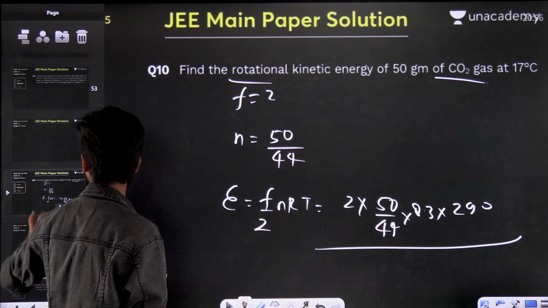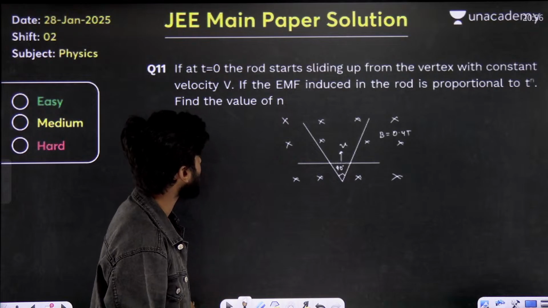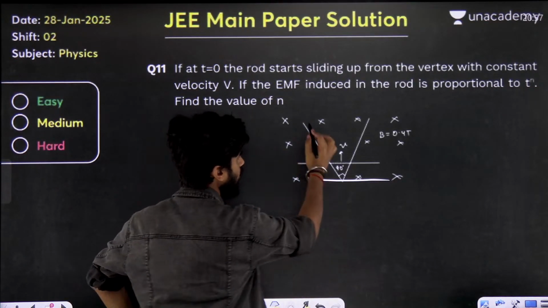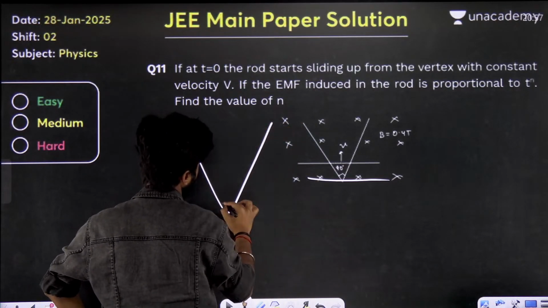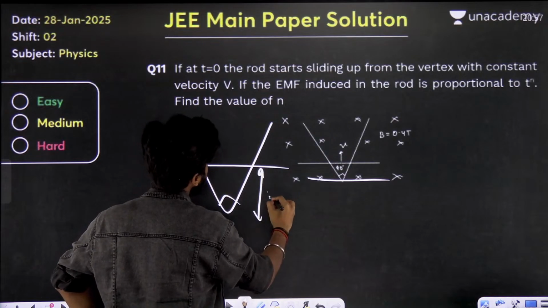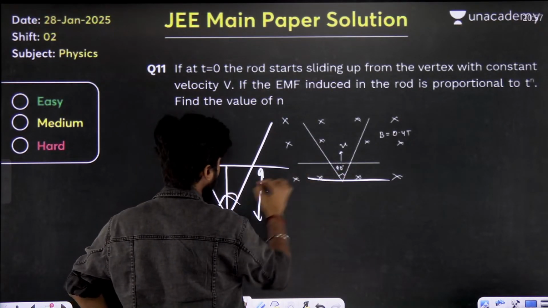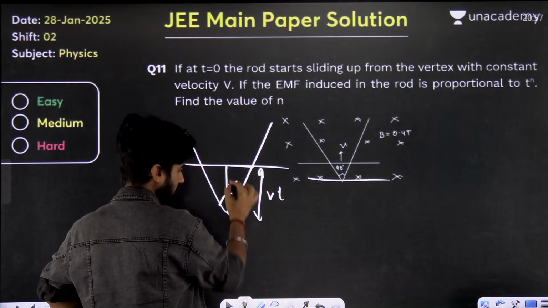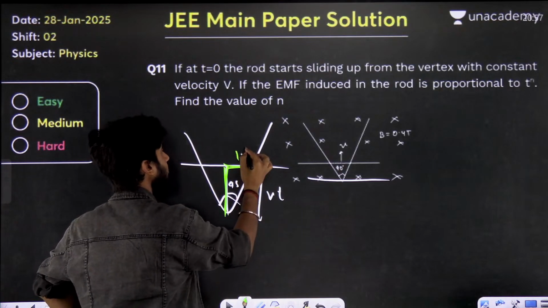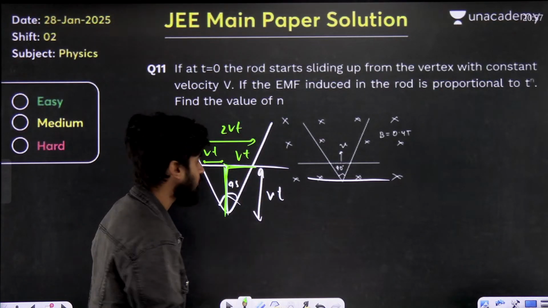Next question. This was a better question. This was a good question. What the question is saying: at t equal to 0, the rod starts sliding from the vertex with a constant velocity v. Rod starts from here, so this angle is 90, and suppose after time t the rod goes up here. So this distance will be vt because of the velocity v. If this is vt, this angle will be 45, half angle is 45. This will also be vt, meaning the total distance is 2vt. So we can find the area from here. Area is what?